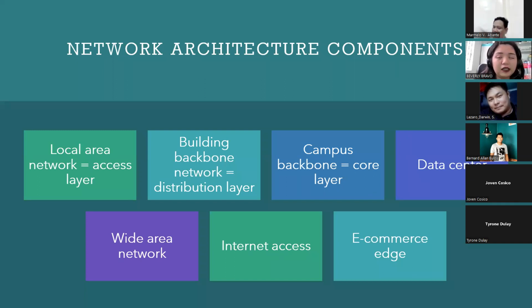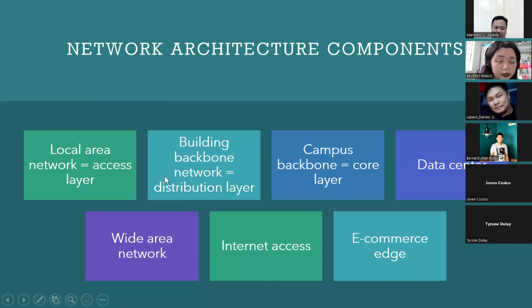Local area network could be either wired or wireless, depending upon the infrastructure of the company or the setting of the organization. Nowadays it's actually both. Companies use both wired and wireless, depending on the needs of the organization.